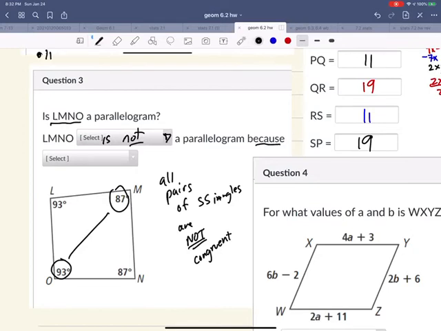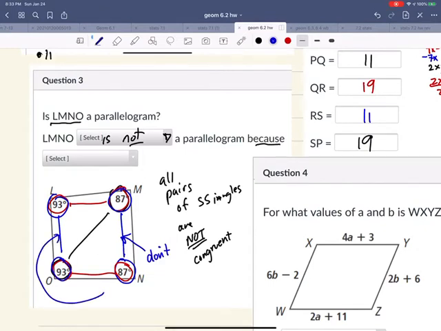So what do I mean by that? Well, these are supplementary. They add up to 180. These do not add up to 180. Notice these do. And once again, these do not. 93 plus 93 does not add up to 180. And consecutive angles have to be supplementary.